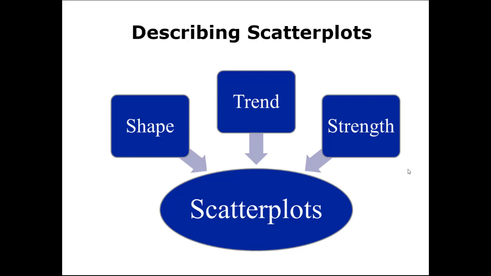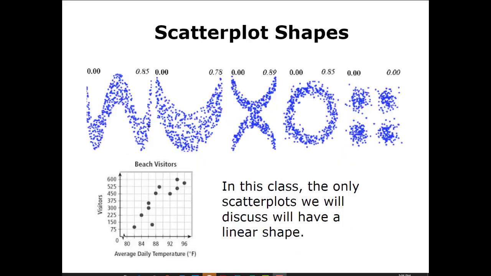When describing scatterplots, we want to include three things: the shape, the trend, and the strength. Let's talk about each one of these individually. Scatterplots can come in all kinds of shapes. As you can see, we've got some crazy ones right around here. These are not linear. These are forming some level of relationship between the independent and dependent variable, but it's not a linear relationship. In this class, we're only going to discuss scatterplots that have a linear shape.